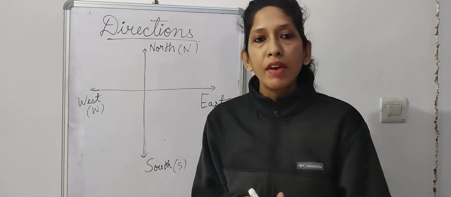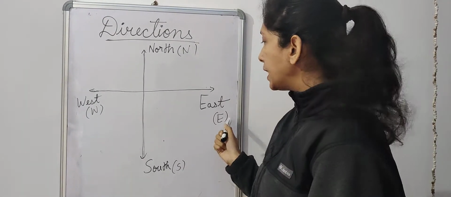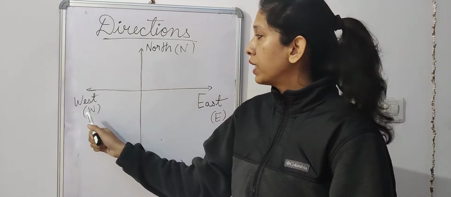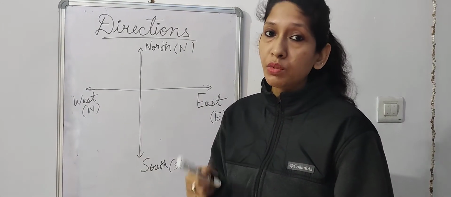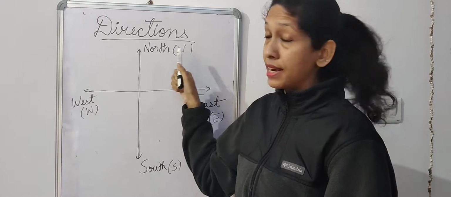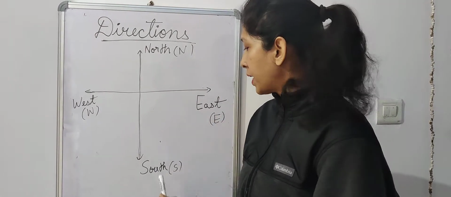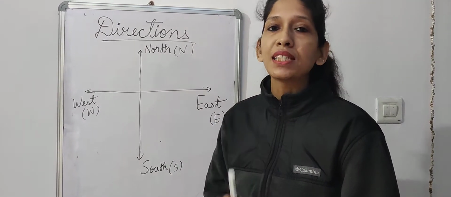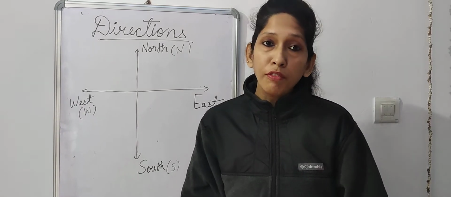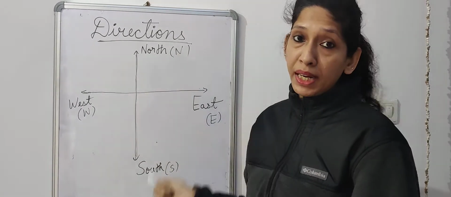It means whenever on the map there is written E, it means it is east. And when it is written W, then it is west. And when it is written N, it means it is north. And when it is written S, it means it is south. So now we have studied about four main directions.